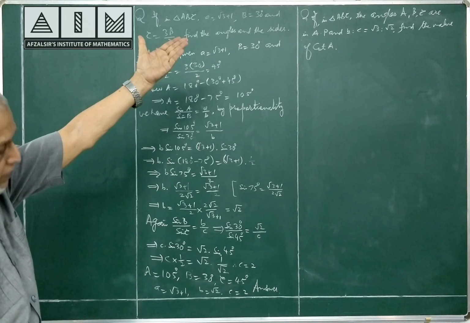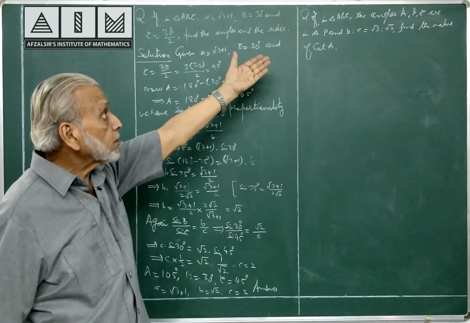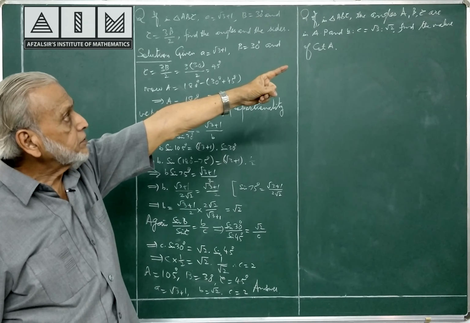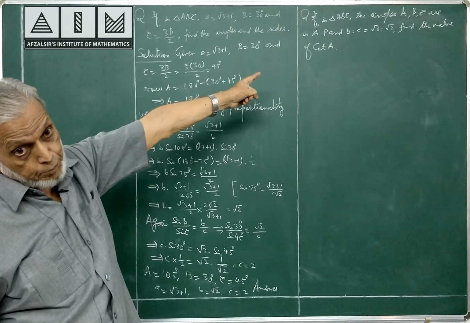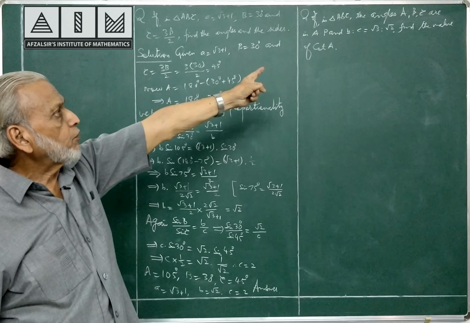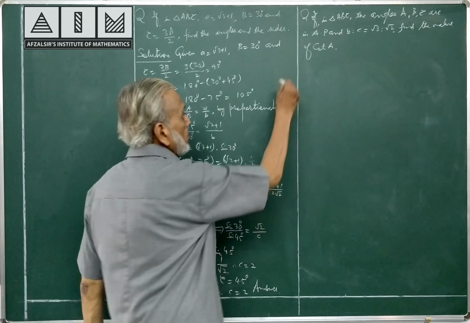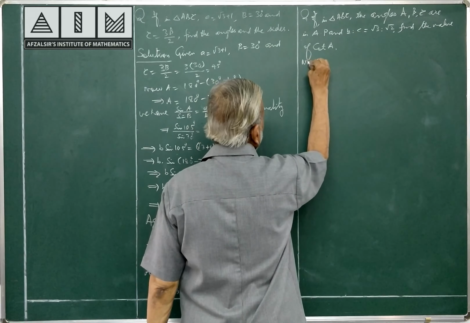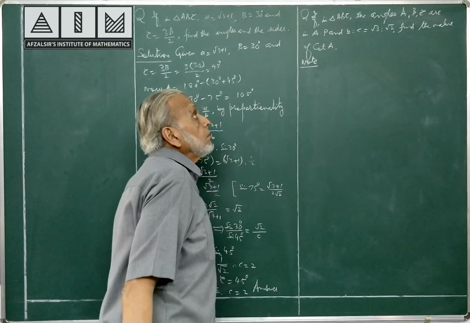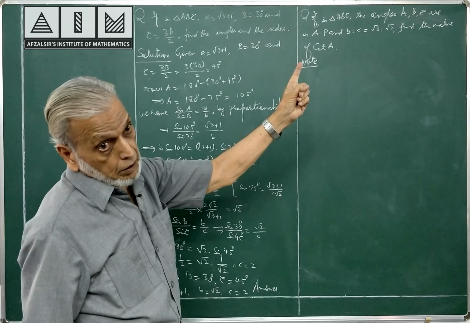We are going to solve another problem from the same chapter, continuation. In triangle ABC, the angles A, B and C are in AP, arithmetic progression, and the ratio of B and C is given. Find the value of cot A. Please see here. Before solving this question, one important note. Angles A, B, C are in AP.